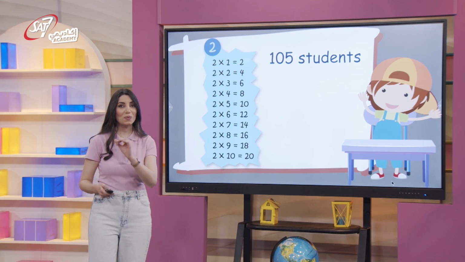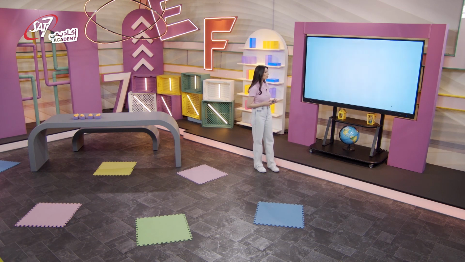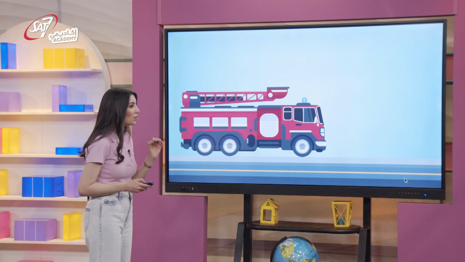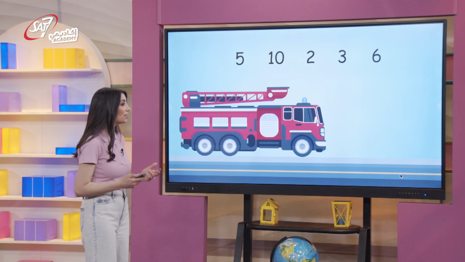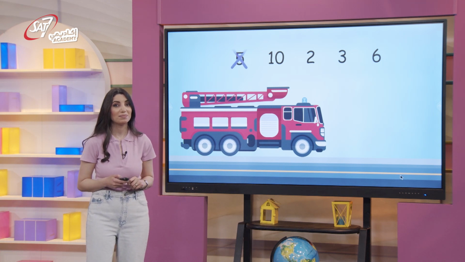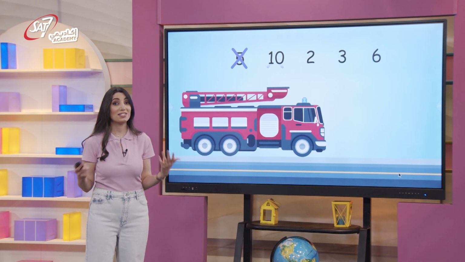Here is my last question for today. There are 99 fire trucks in the city, and each fire station has the same number of trucks. How many fire stations are there in the city? Which of these numbers is the correct answer? Can we split 99 fire trucks among 5 stations? 99 is not divisible by 5. 10 stations? 99 does not end with 0.